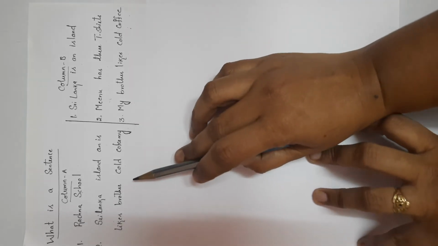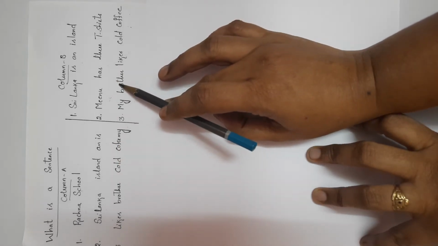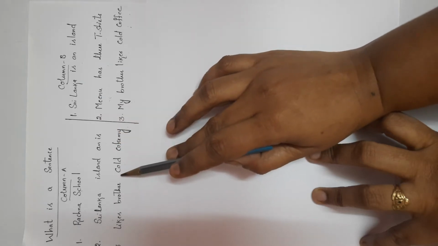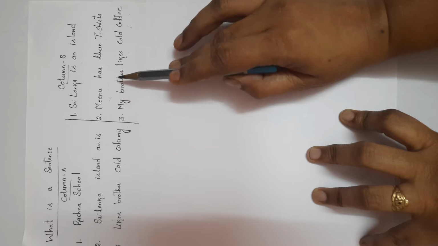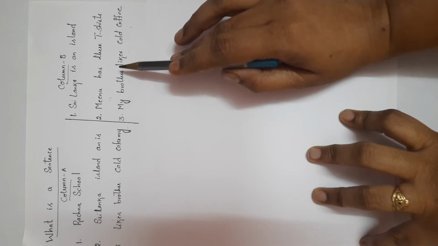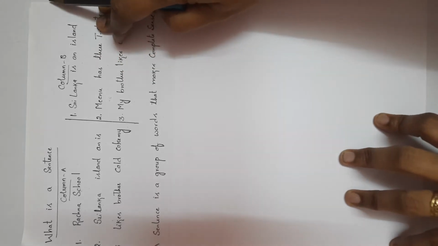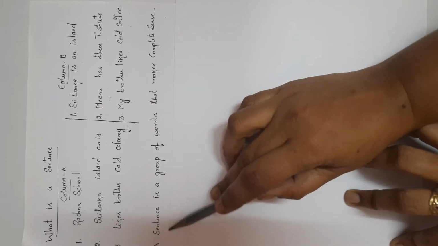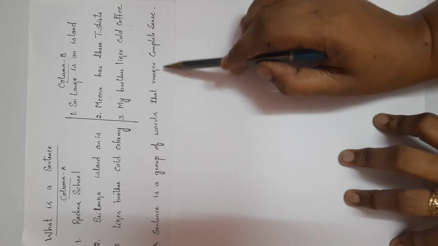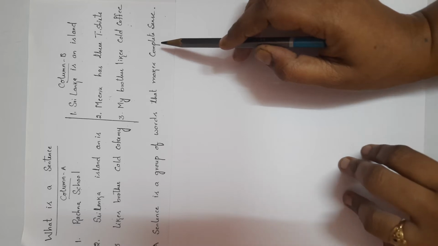Children, let us compare the group of words which are in column A with the group of words which are in column B. The group of words which are in column A are meaningless, whereas the group of words which are in column B are meaningful. They make sense. So, these are sentences. A sentence is nothing but a group of words that makes complete sense.